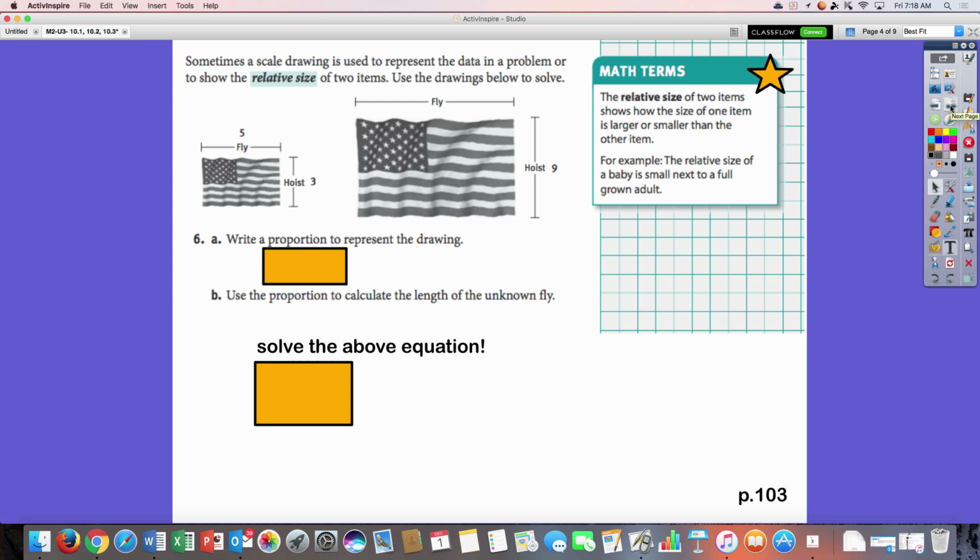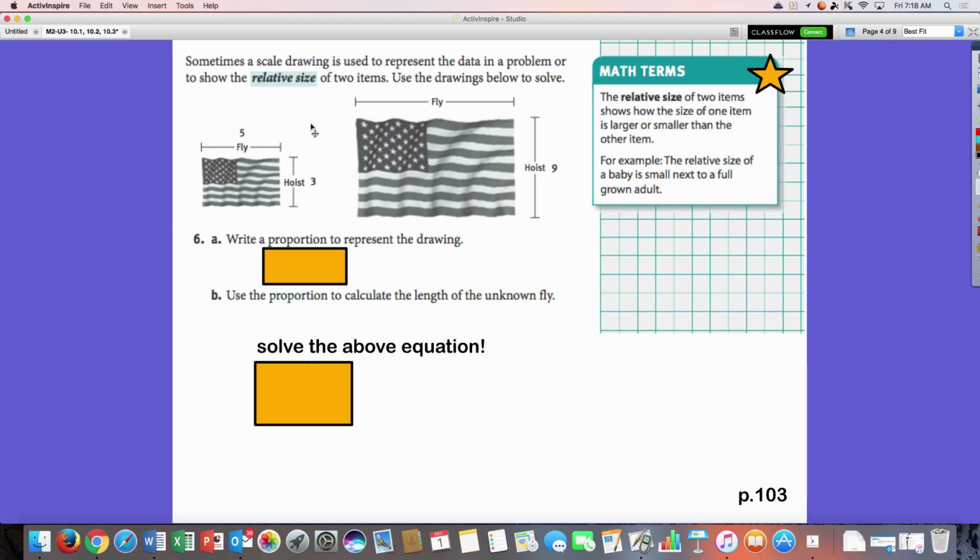We're on page 103 right now. I'm going to start out by putting a star by this box. The relative size of two items shows how the size of one item is larger or smaller than the other item. For example, the relative size of a baby is small next to a full-grown adult. Doesn't seem too complicated. Let's go over to our problem.